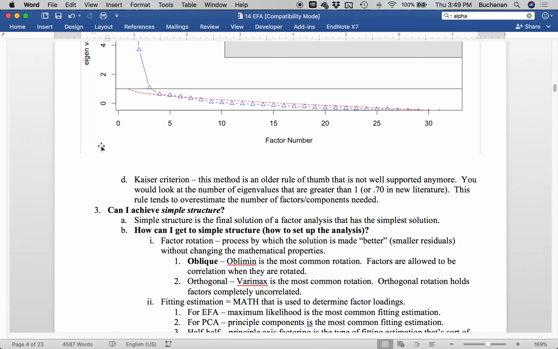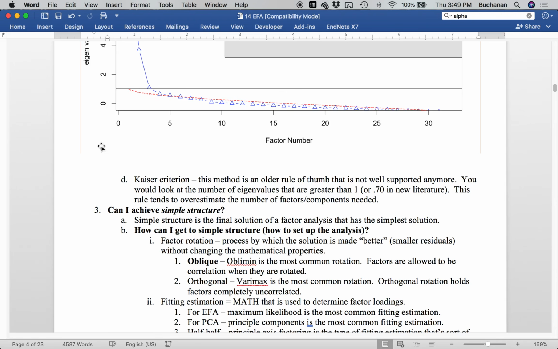It's not really well supported anymore, but the old rule was that you should look at eigenvalues that were greater than 1, because the assumption was if the eigenvalue was greater than 1, it was important. Or the newer literature argues for 0.7. And I've found that this tends to overestimate the number of components that I actually end up deciding on. So it tends to estimate more components or factors than you might actually need.